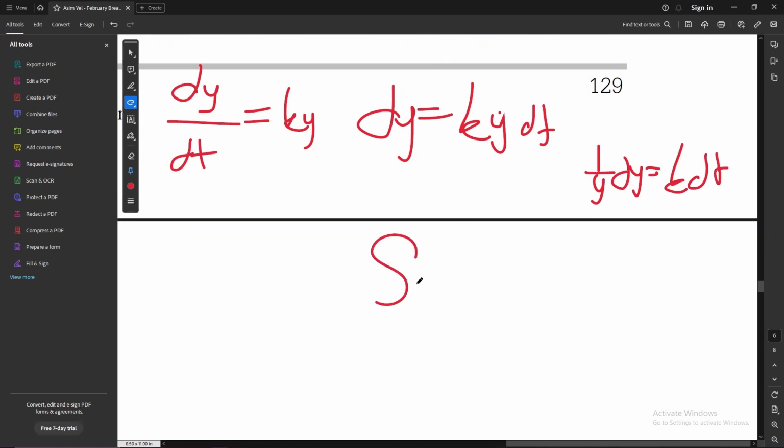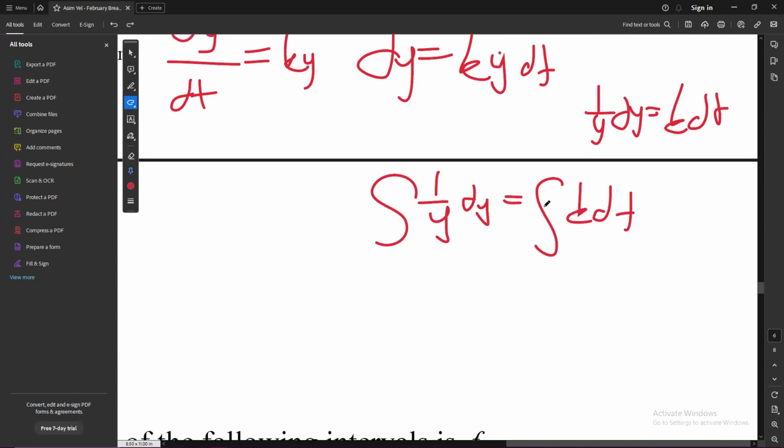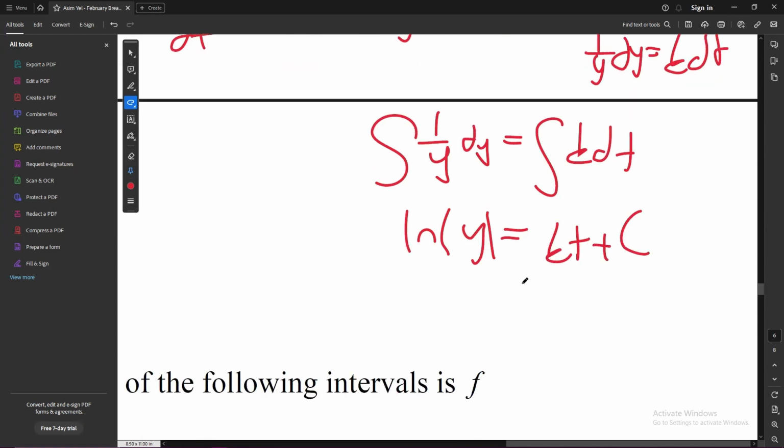After this point, I want to take the integral from both sides. So the integral of 1 over y dy equals the integral of k dt. Since this is a non-zero constant, I'm not going to change anything on k. I'm just multiplying it with t. So this side will be ln of absolute value of y equals kt plus c.